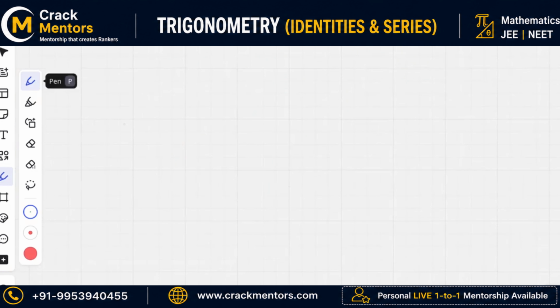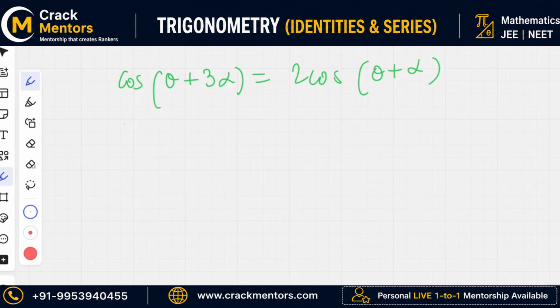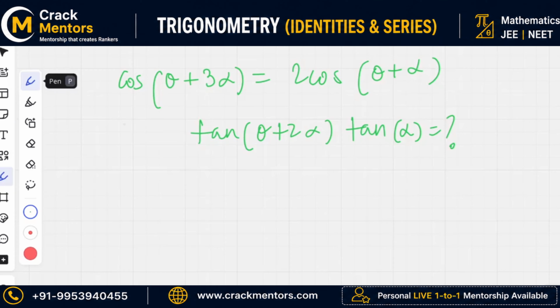Okay. One more question. If cos(theta plus 3 alpha) is 2 cos(theta plus alpha), then the value of tan(theta plus 2 alpha) into tan alpha is what? Cos(theta plus 3 alpha) equals 2 cos(theta plus alpha). I have to find tan(theta plus 2 alpha) times tan alpha. Okay.